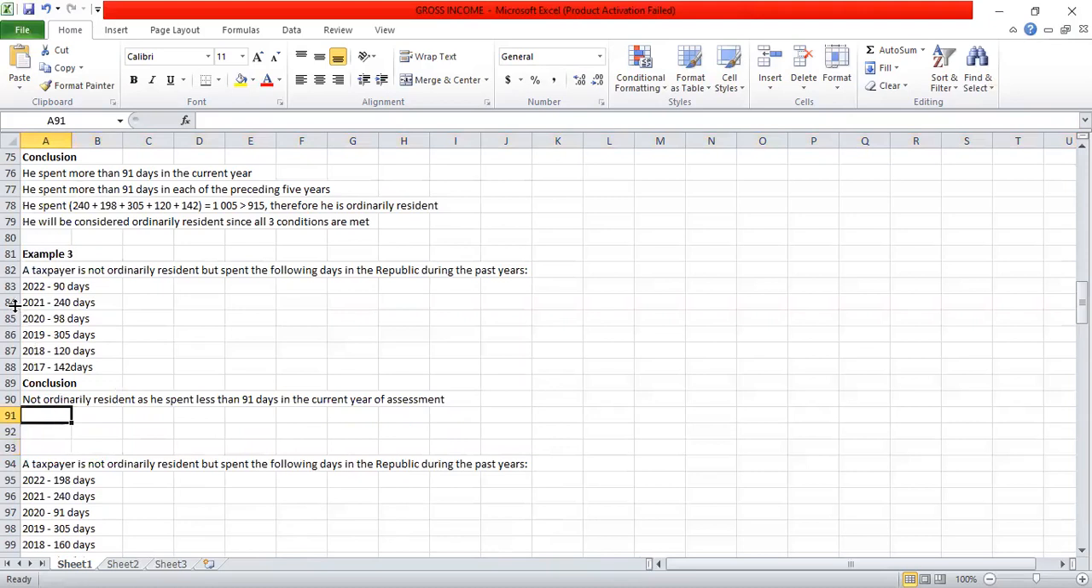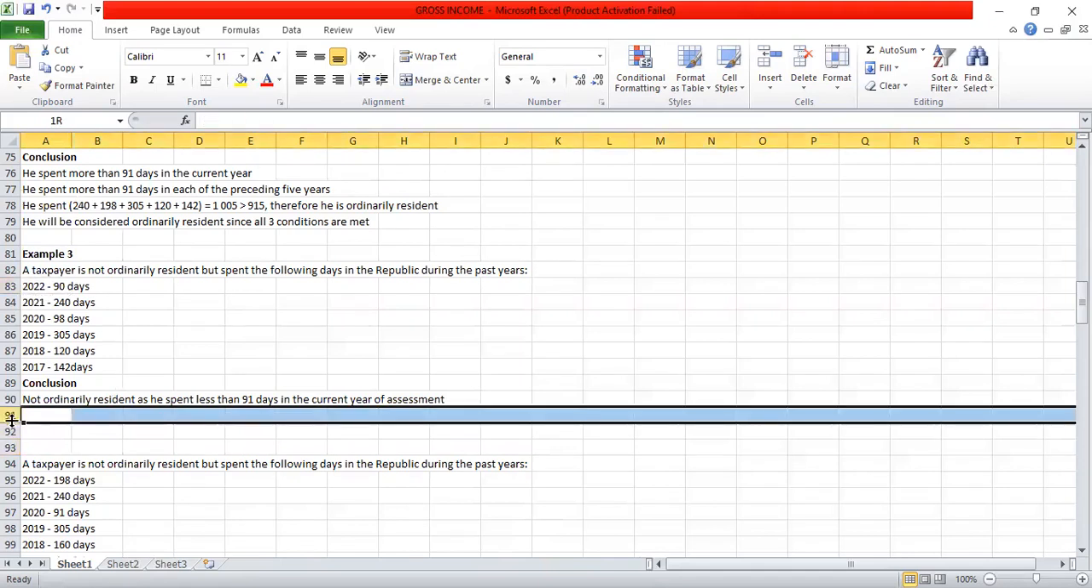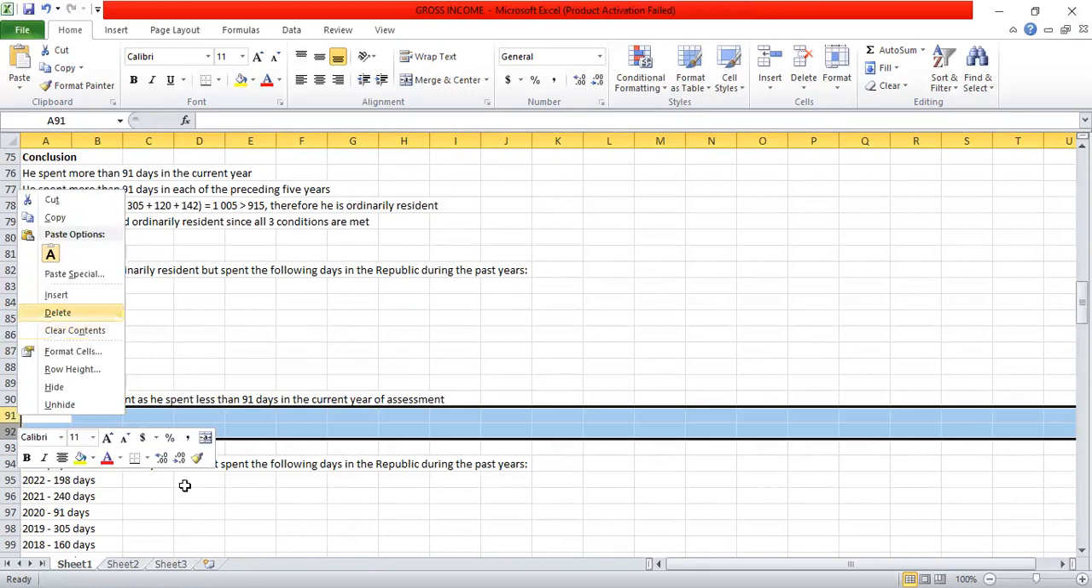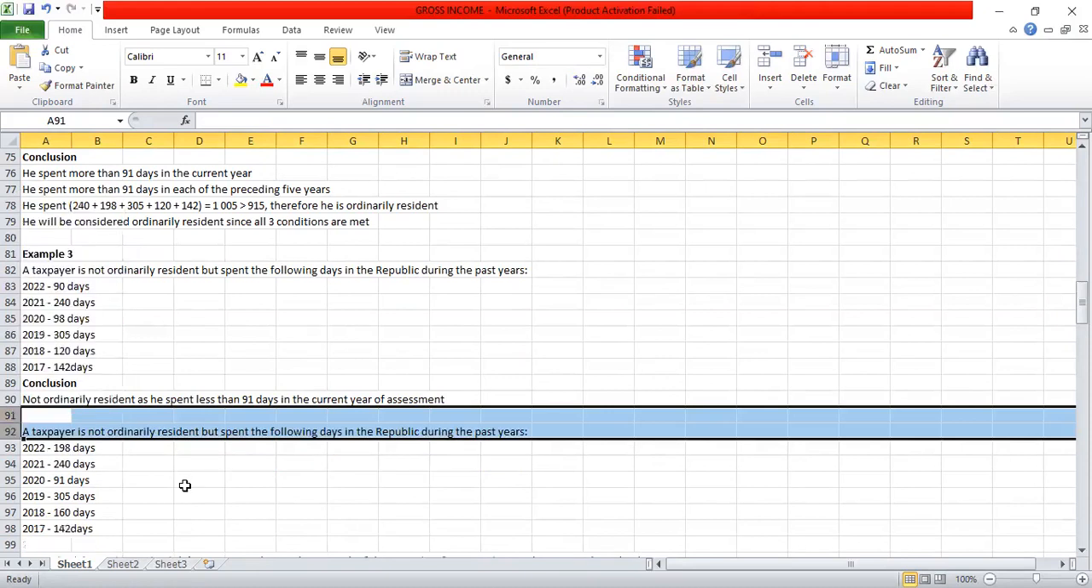From the current year, you spent less than 91 days. So already, you don't even have to go to the other test, because in the current year you spent less than 90 days, so you are done there. Although you spent more than 91 days in each of the previous 5 years, those were more than 91 in each of the previous 5 years.